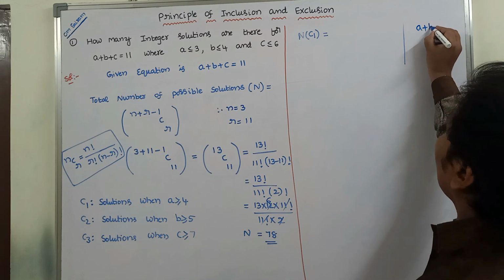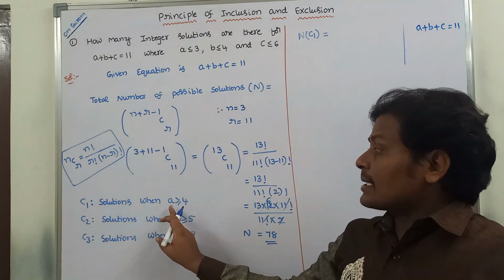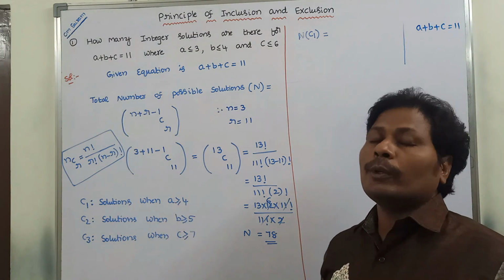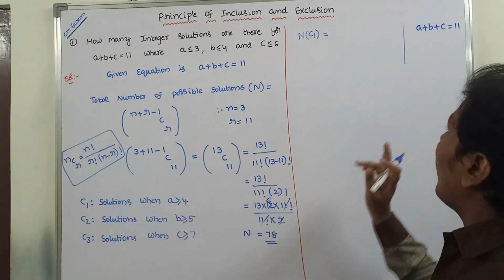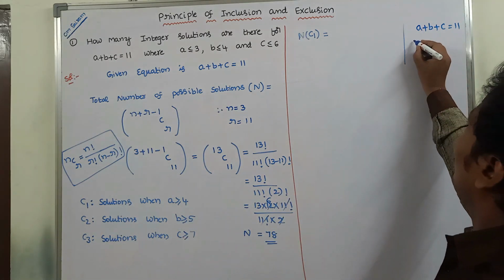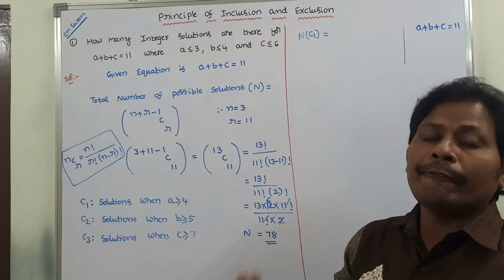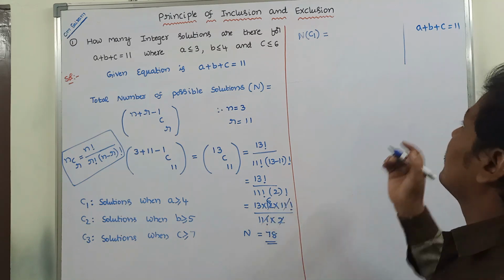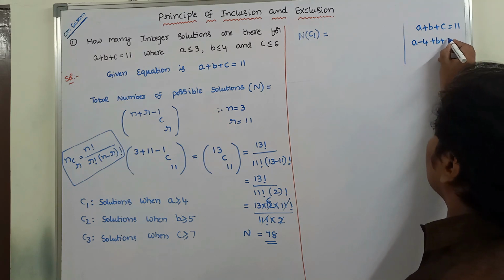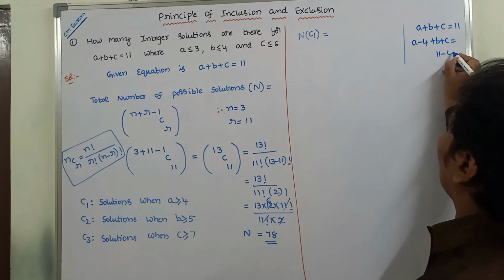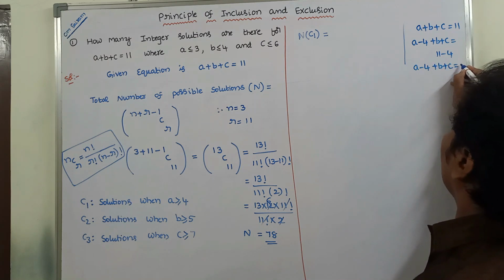Here, A plus B plus C is equal to 11. A is at least 4, and we have to find the possible solutions. For that, subtract 4 on both sides of the equation. A is at least 4, so that means A can be 4, 5, 6, 7. In this way, we subtract 4 from A plus B plus C, and on the right hand side we also subtract 4. Then we get A minus 4 plus B plus C is equal to 7.